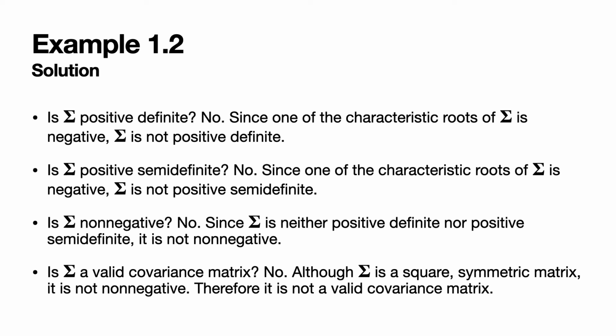All right, is cap sigma a valid covariance matrix? No, it's not. Although cap sigma is a square symmetric matrix, it is not non-negative. Therefore, it cannot be the covariance matrix for any distribution. It's not a valid covariance matrix. And because it cannot be the covariance matrix for any distribution, we don't even bother looking at the questions that ask, could it be the covariance matrix of a multivariate normal distribution? Because the answer to that question is obviously no.